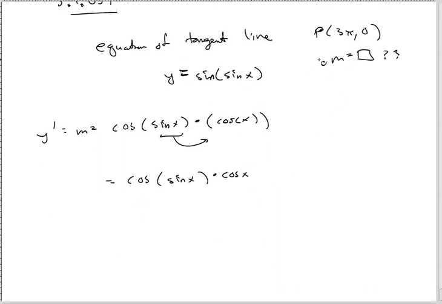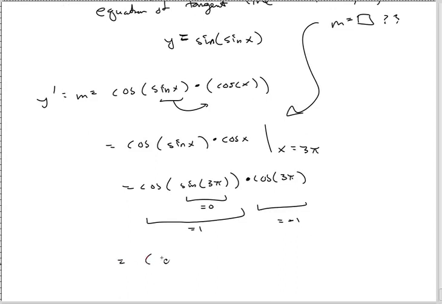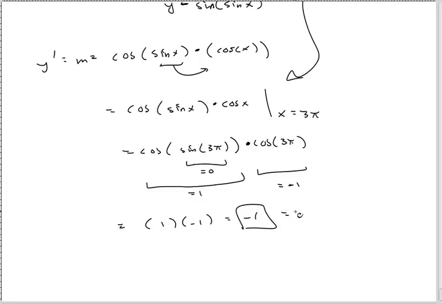And so what I want to do is, of course, plug in x equals 3 pi. So cosine of sine of 3 pi times cosine of 3 pi. And I really want to not mess this up. This guy right here actually equals 0, but that means that this guy right here is actually equal to 1. And the same thing with this is actually equal to a -1 of all things. And so what you got is a 1 times the -1 equals, well, -1. And that's my slope.